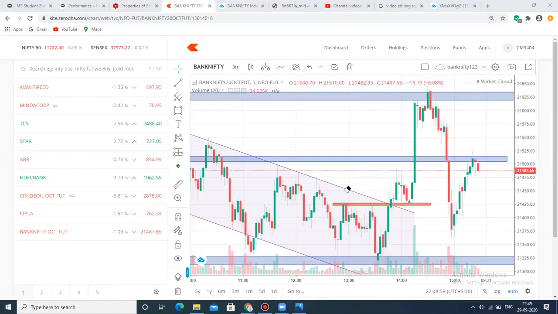So once that resistance gets broken, what I'll be looking for is a rejection at that particular zone so that it becomes a new support. So what is happening is my earlier resistance is getting broken, then it's getting retested, and then it's becoming a new support. So how exactly do I understand whether it has become a new support or whether it's just a false breakout?